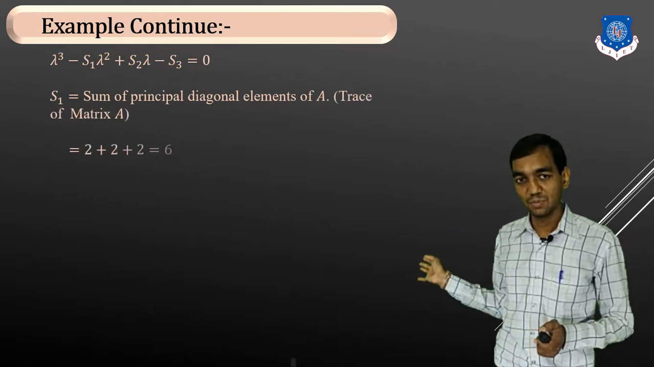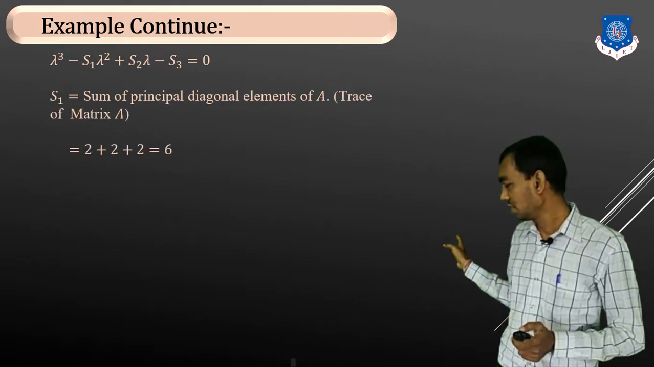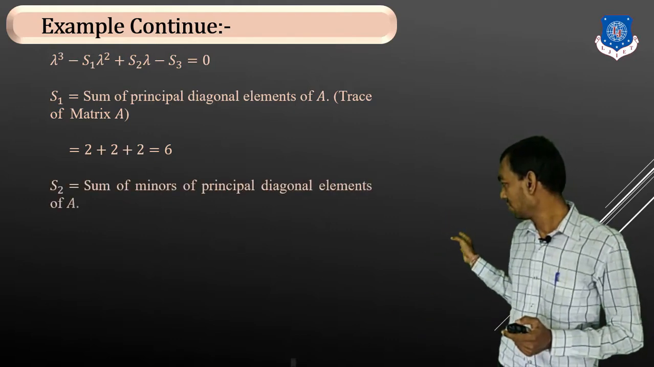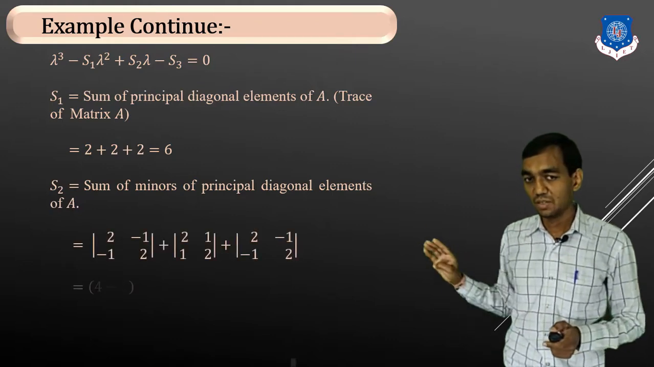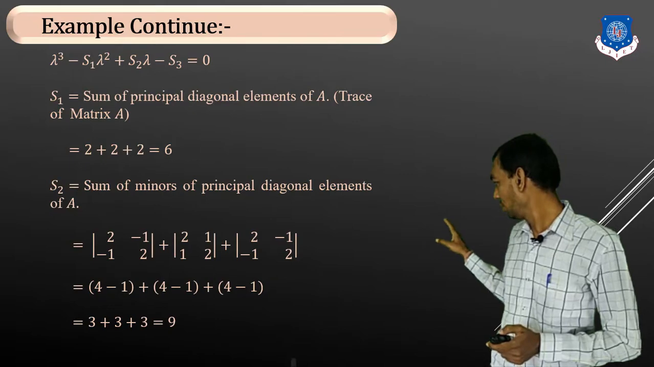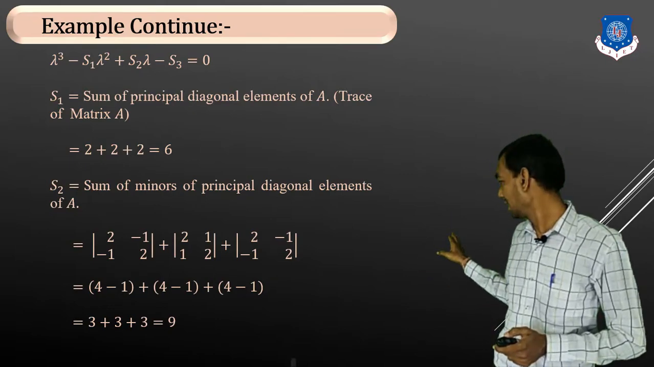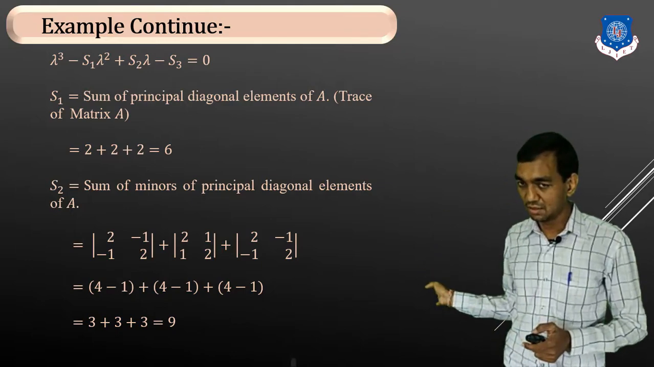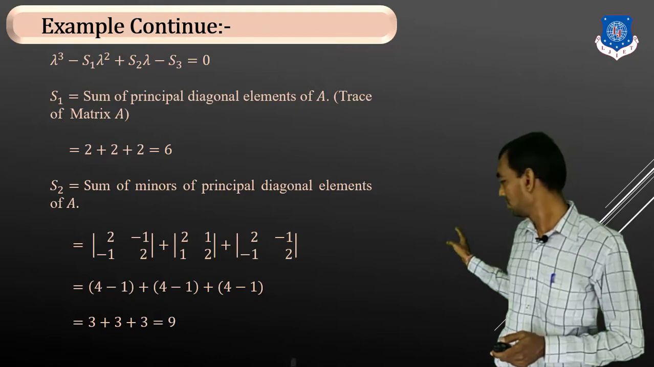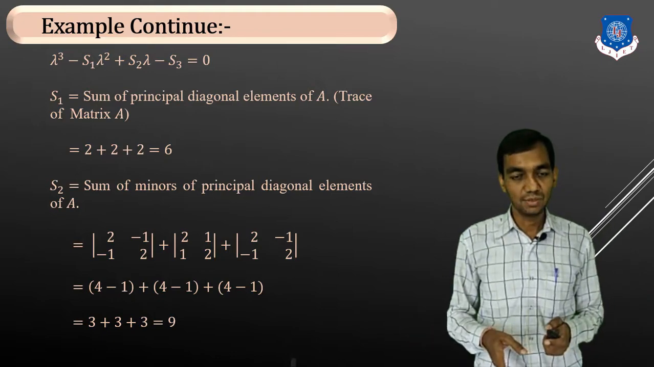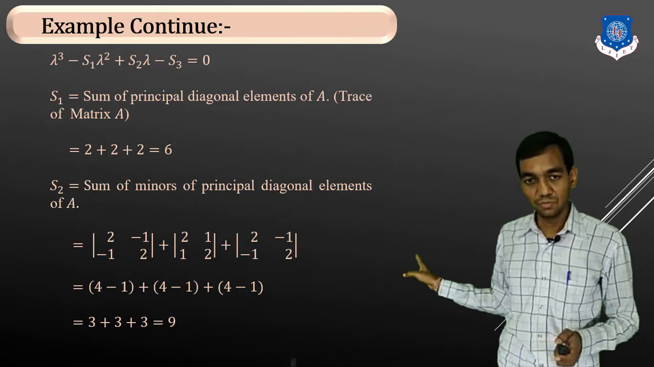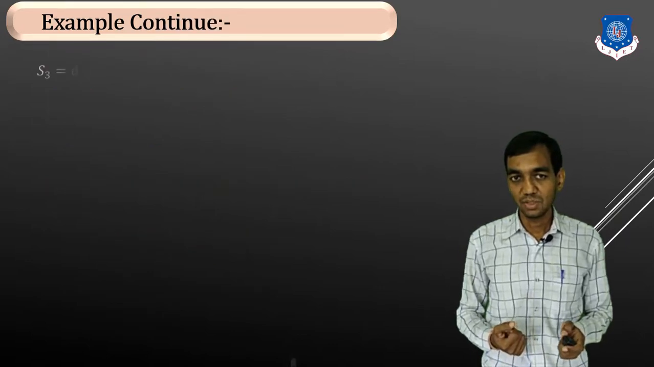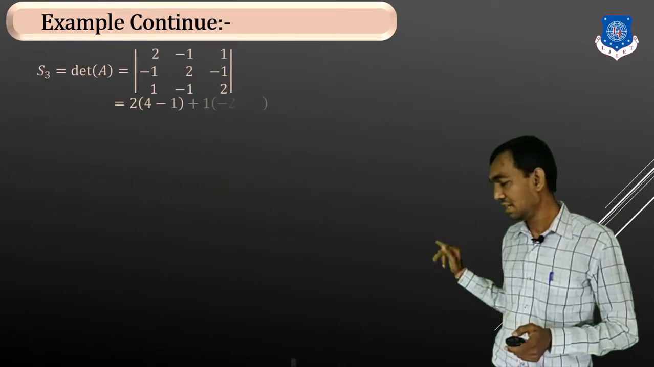So S1 is the sum of the principal diagonal, that is nothing but 2 + 2 + 2, that will be 6. In the same manner S2 will be the sum of minors of the principal diagonal, so that will be the minor of 2, that will be [2, -1; -1, 2]. In the same manner, second row second element has minor [2, 1; 1, 2]. In the same manner, third row third column has minor [2, -1; -1, 2], and that will give you 4 - 1, 4 - 1, 4 - 1, that means 3 + 3 + 3, that will be 9. So S2 has a value 9.